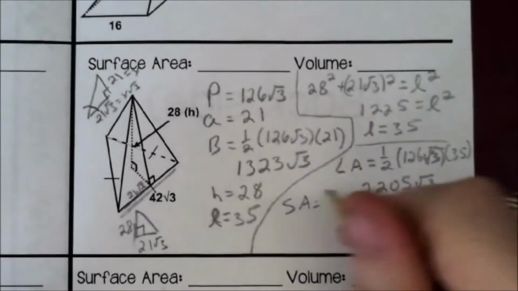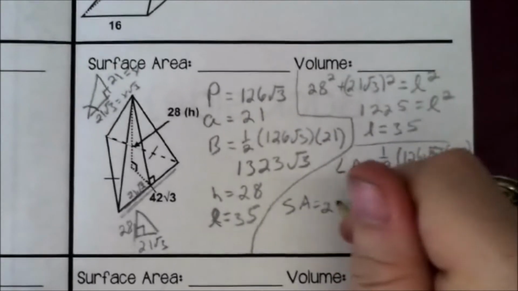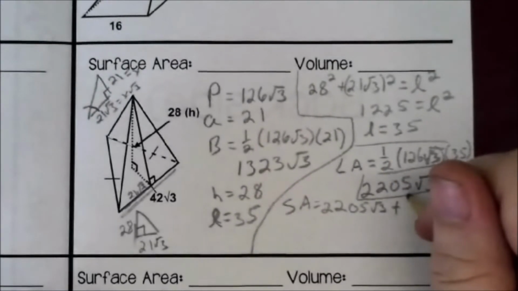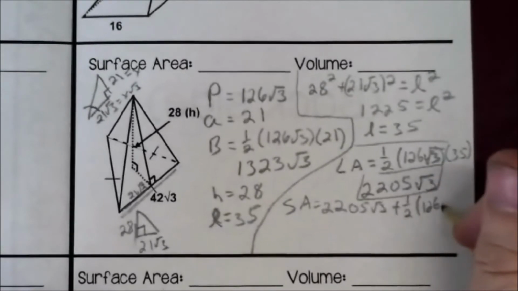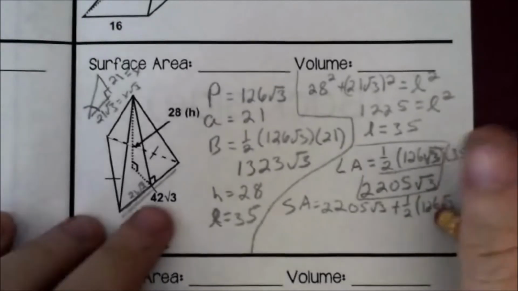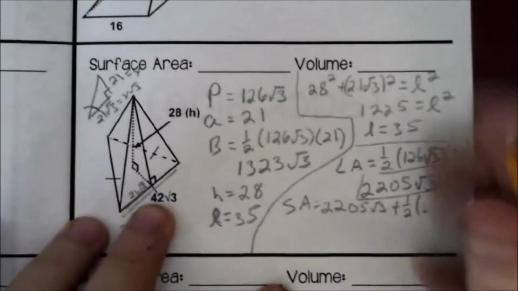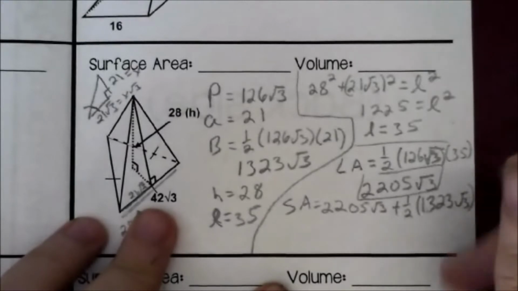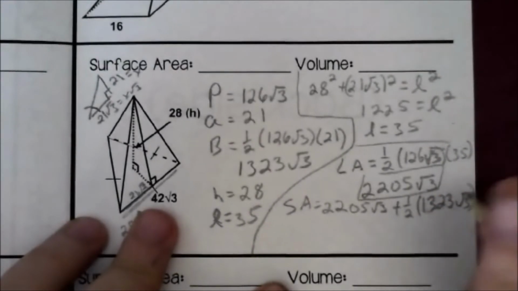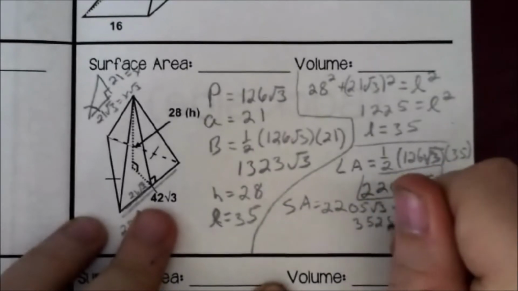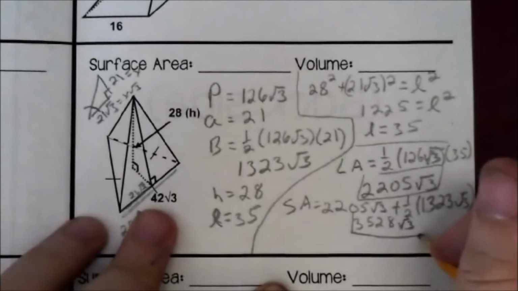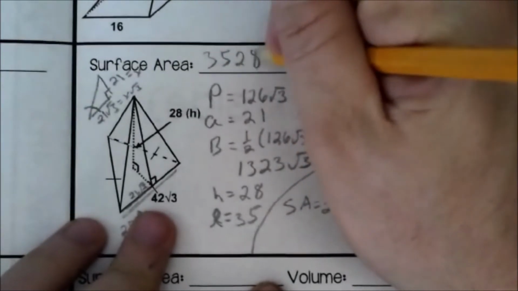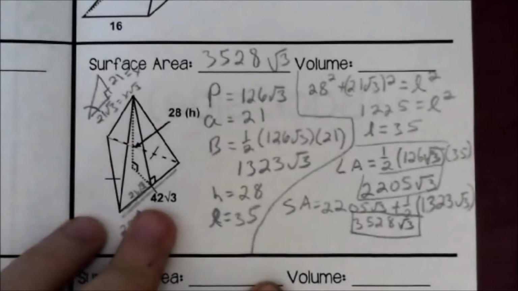For my total surface area, we're going to take the lateral surface area, 2205√3, and add the area of the base, 1323√3, which will give us a total surface area of 3,528 on the square root of 3, which I'm going to go ahead and put over here, 3,528 on the square root of 3.